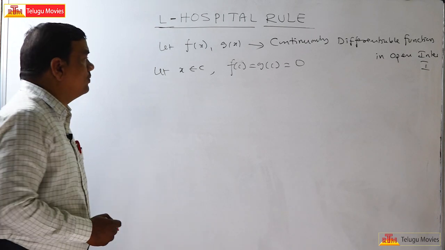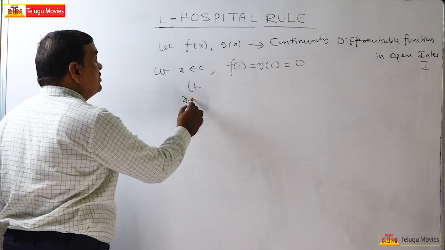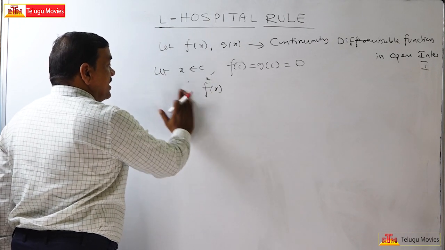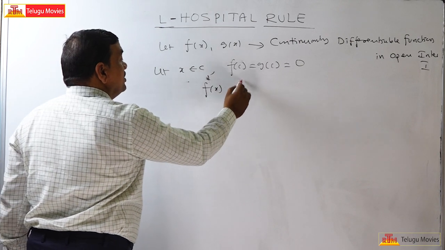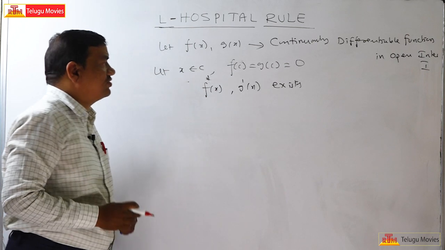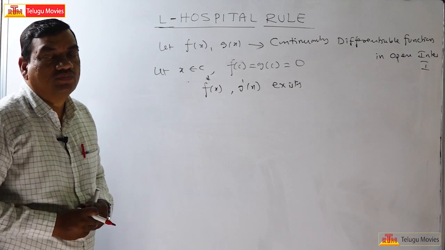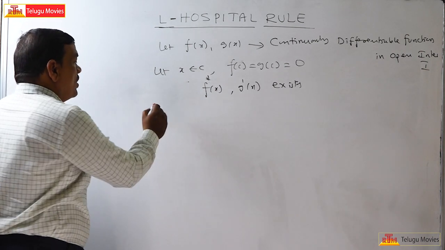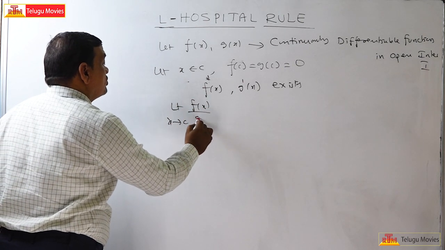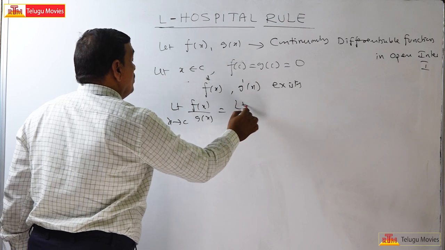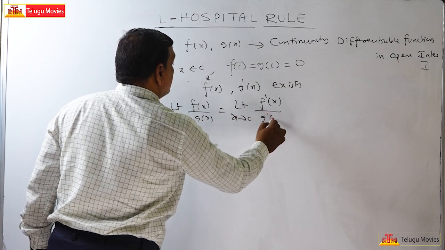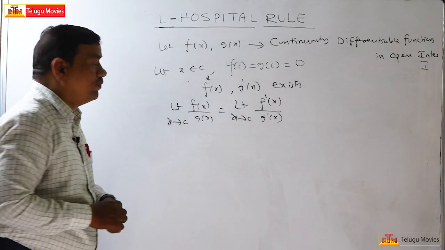And also the limits as x tends to c of f dash of x and g dash of x exist. That means, of course, it is a continuously differentiable function. Now what we have to prove is, limit x tends to c f of x by g of x is equal to limit x tends to c f dash of x by g dash of x. This is the thing that we have to prove.